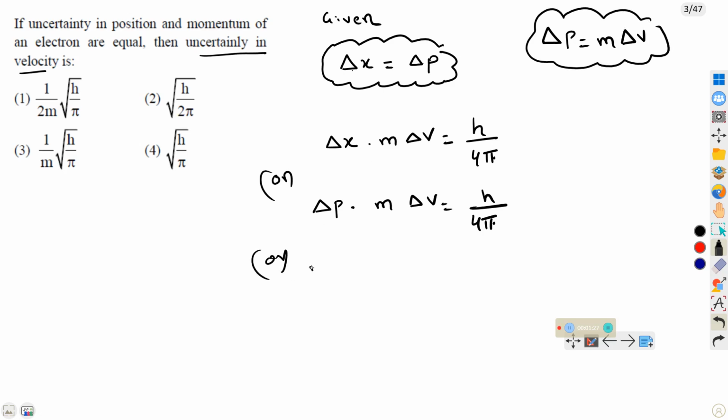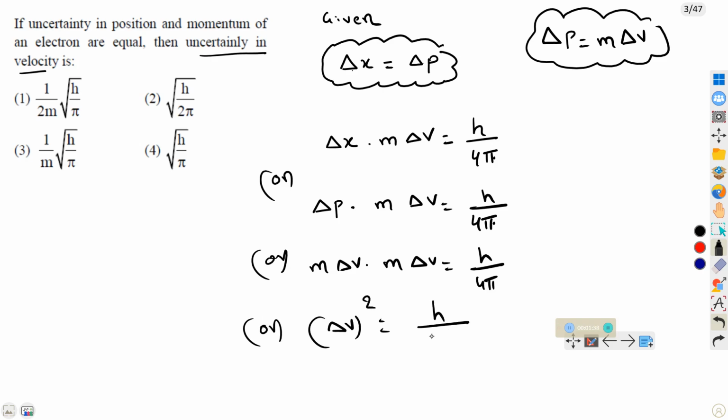or it can be written as m delta v into m delta v is equal to h by 4 pi, or delta v whole square is equal to h by 4 pi m square. Delta v is equal to 1 by 2m square root of h by pi. So first option correct.